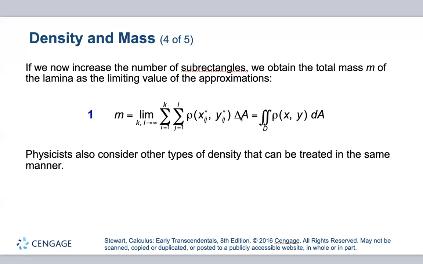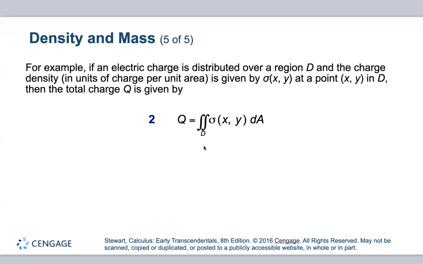The mass is the limit of this Riemann sum. In other words, the mass is the double integral over the region of the mass density dA. That's really not a news flash. If I had asked you to guess, you would have probably guessed that. You can also talk about other types of density and treat them in exactly the same way. For example, suppose you knew a charge density.